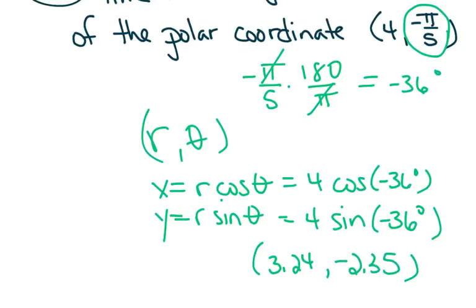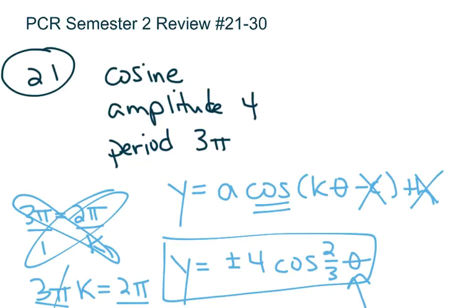Now remember, if you ask yourself at the beginning of the problem, what quadrant would 4, negative pi over 5 be in? It will be in quadrant 4 because the angle's in quadrant 4 and the radius is positive, so it stays there. Is this ordered pair in quadrant 4? Absolutely. When x is positive and y is negative, you're in quadrant 4. And that's problems 21 to 30 on the second semester review.